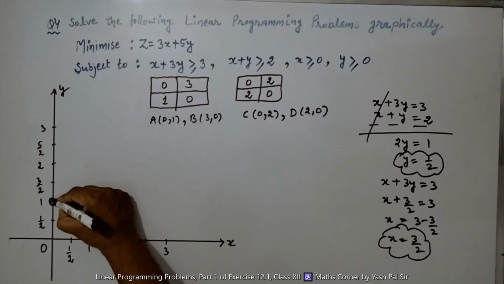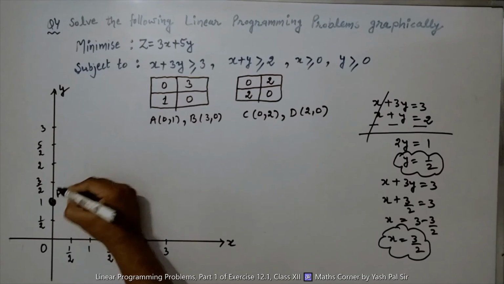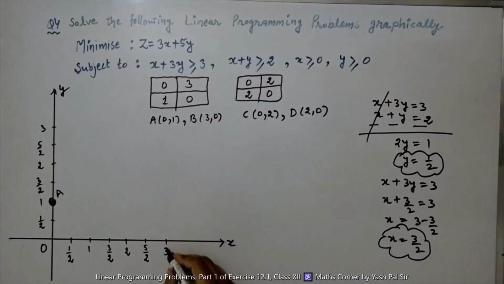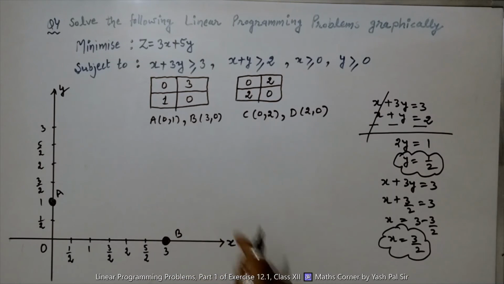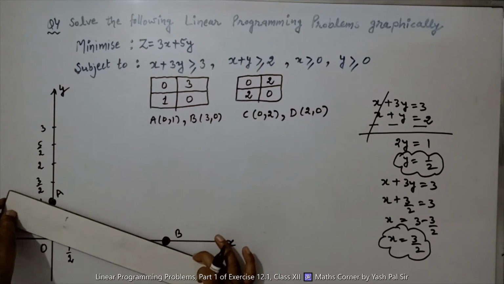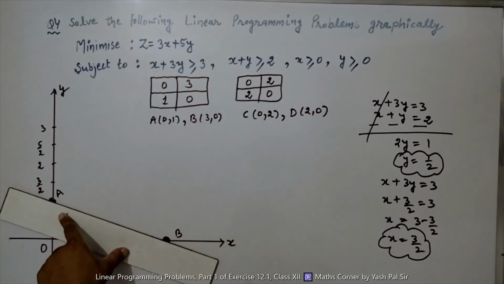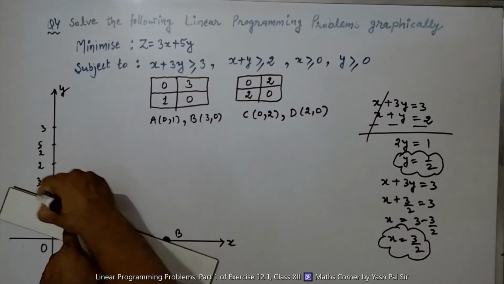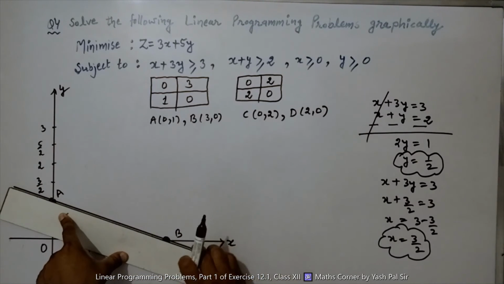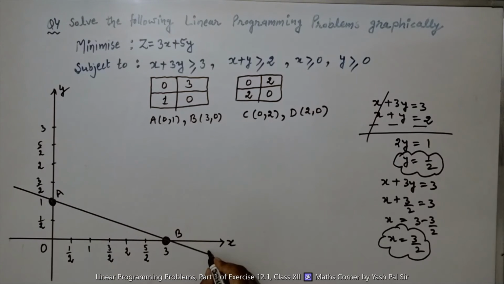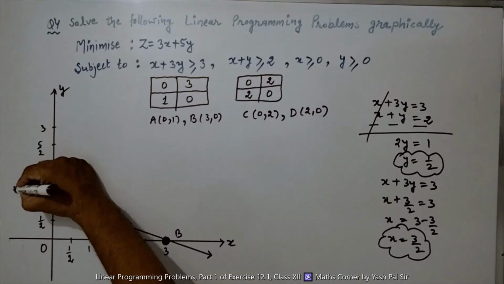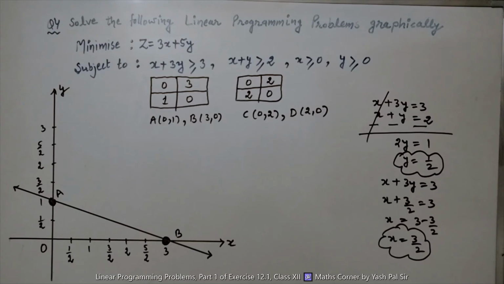Now, what is the first point? 0, 1. X is 0, y is 1. So this point is A point. Second, B point is 3, 0. So this is the B point. Because of this equal to sign, these two points are to be joined with a dark line. We make arrow sign to both directions because this line can be extended to both sides.